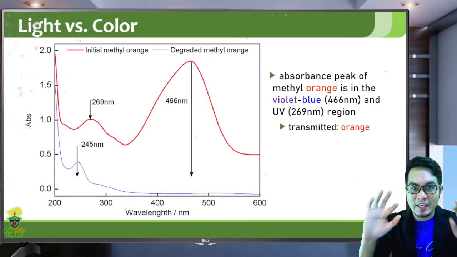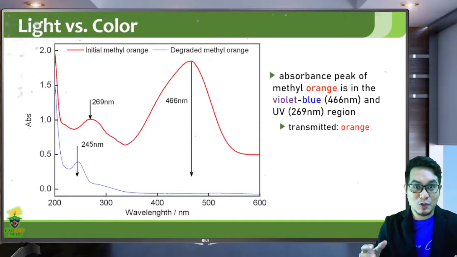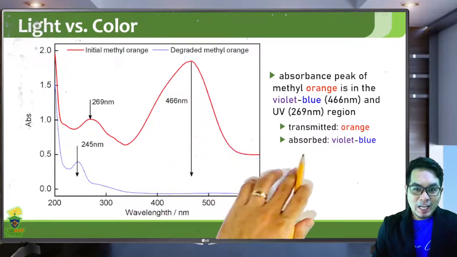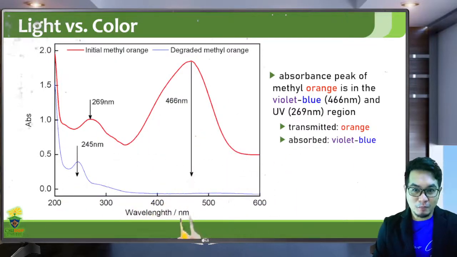So methyl orange looks orange. It's a semi-transparent liquid that looks orange, meaning the transmitted light that you see is orange. But if you'll notice from the absorbance spectrum, it actually absorbs violet or blue.